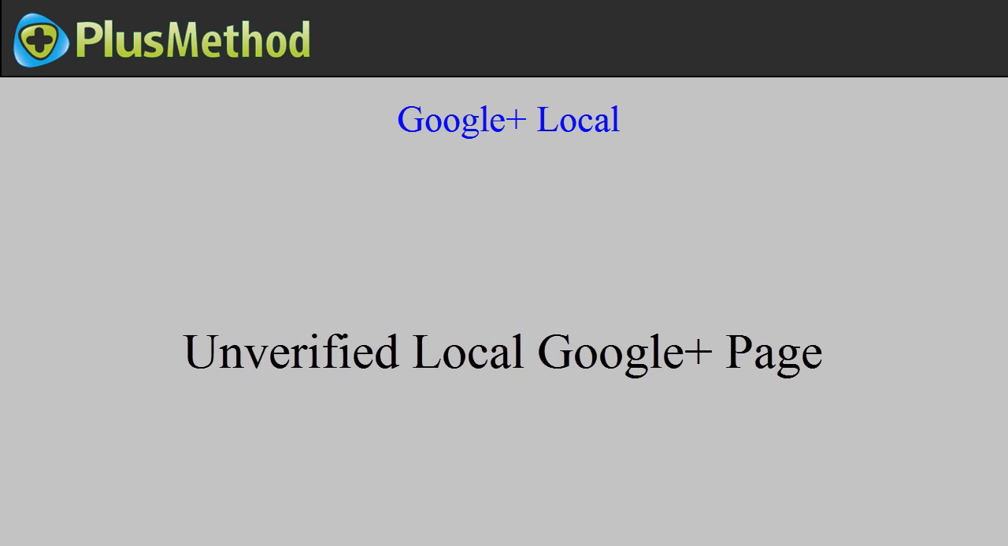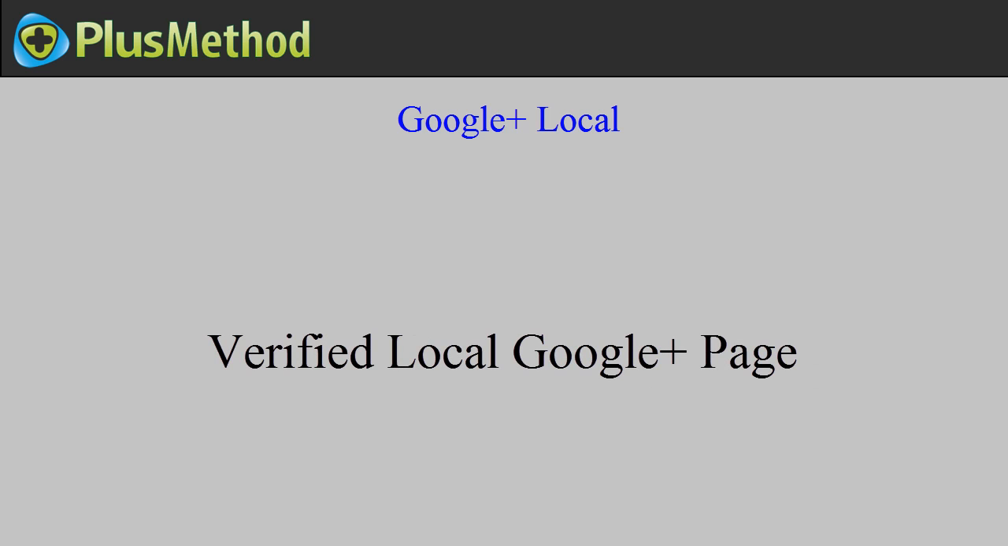Next is an unverified local Google Plus page. Some businesses may have instead created a local Google Plus page. You can identify these pages if there are tabs for posts, about, photos, and videos. If there isn't an option to leave a review, the business owner hasn't verified this particular local Google Plus page.